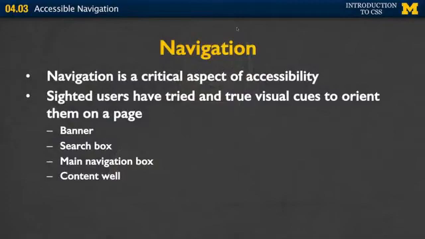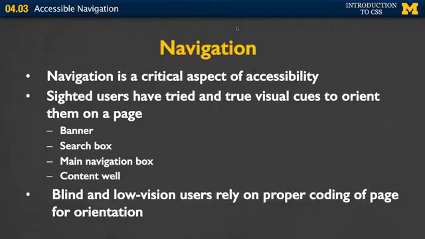They know what a search box is, they know where the banner usually goes, where the main navigation is, and it's not surprising to them that often the main content, or what we call the content well, is hidden down lower in a page. And we know this because we can see it just as soon as we open up the browser. But for blind or low vision users, they really need to rely on proper coding of the page in order to get to what they want to get to.